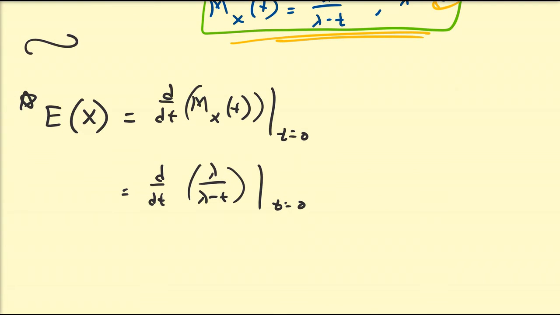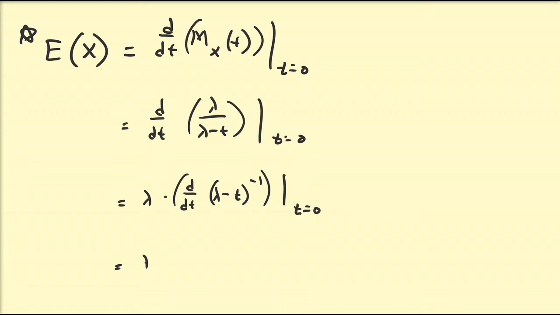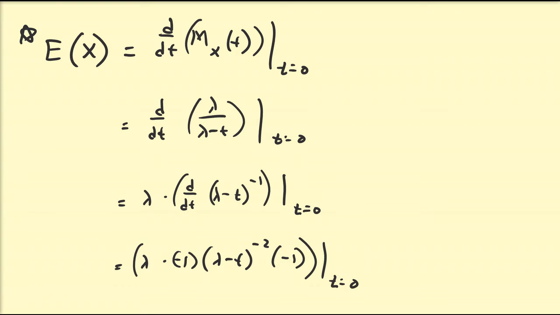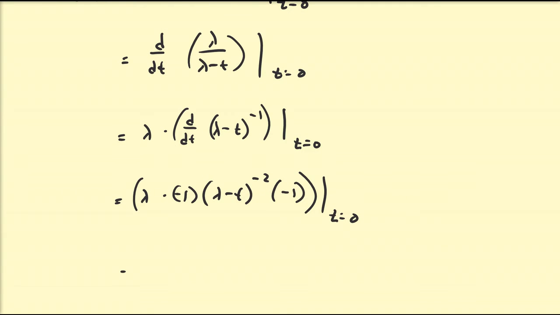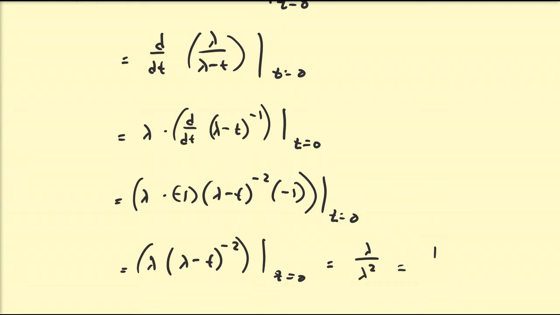The bottom is the only variable expression, so we can rewrite this as lambda times the derivative with respect to t of (lambda minus t) to the negative first, and we're going to evaluate this derivative at 0. Using the chain rule, this is lambda times -1 times (lambda minus t) to the minus 2 times minus 1, all evaluated at t equals 0. The two negatives make a positive, so this is lambda times (lambda minus t) to the minus 2, evaluated at t equals 0. When t is 0, that's just lambda over lambda squared, which is 1 over lambda. So this is the expectation of an exponential random variable.